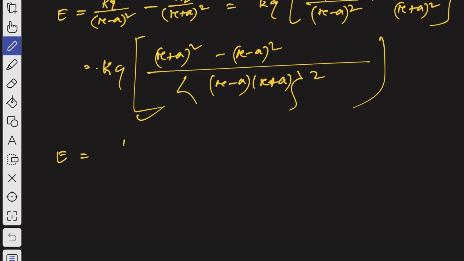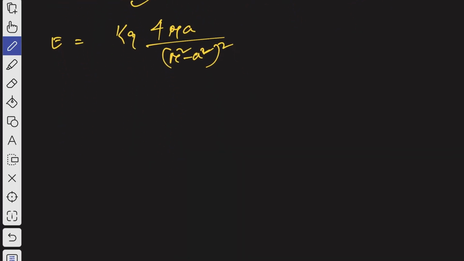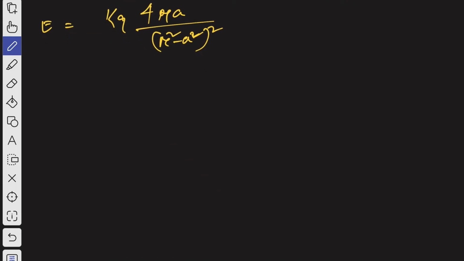Now if you simplify this, then you will get E is equal to k q 4 r a by (r square minus a square) whole square. That's what you will get, right? So now here you see, let me scroll down the page. r is very much greater than a. If r is very much greater than a, then this a square can be neglected.